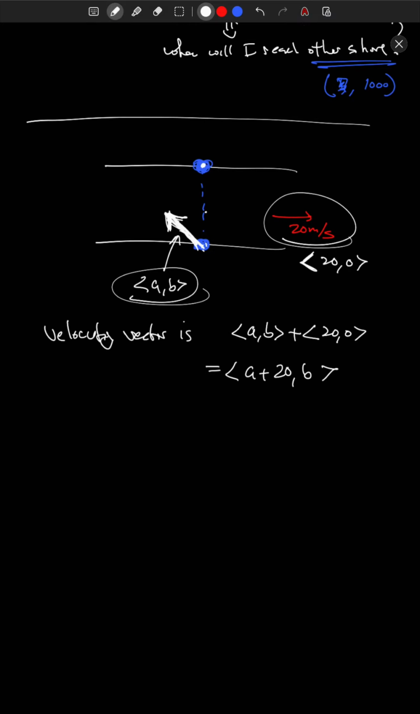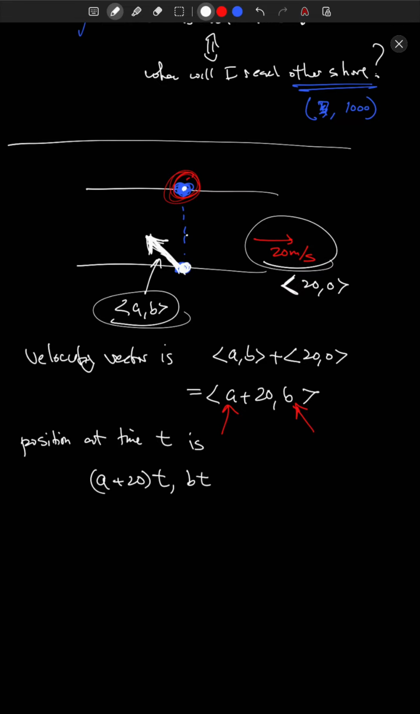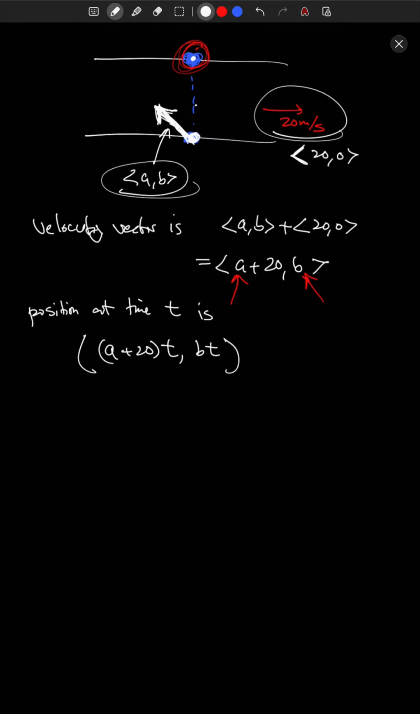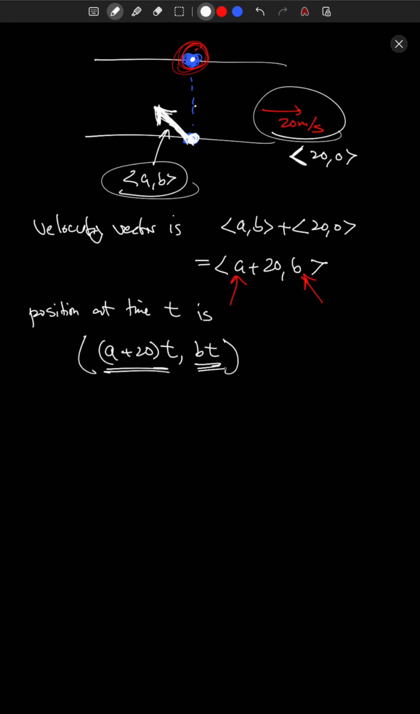Okay, so we need to figure out A and B so that we end up on the other side of the shore exactly in the correct position. All right. So this is our velocity vector. If we call this our starting point 0, comma 0, then our position at time t is going to be (a plus 20t, comma bt). I'm going to do parentheses here to mean position. So this is our position at time t.